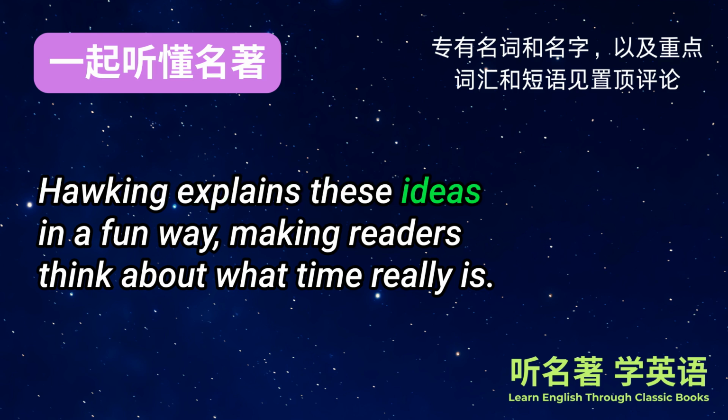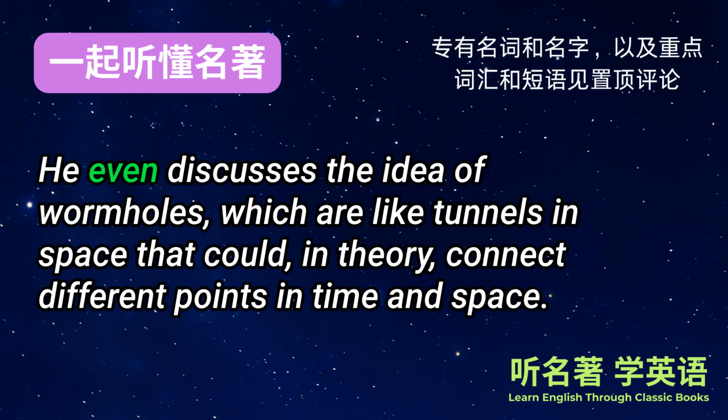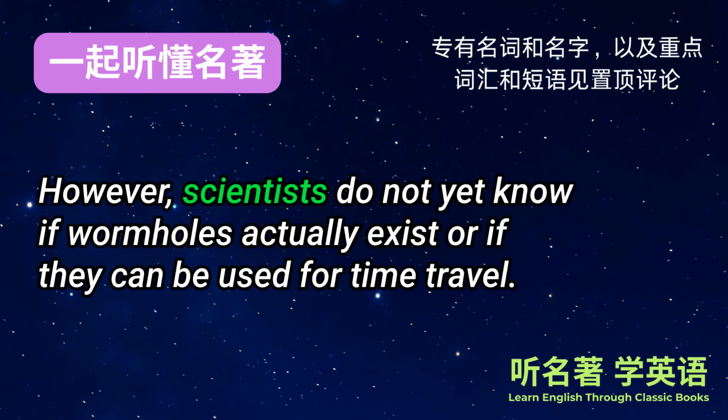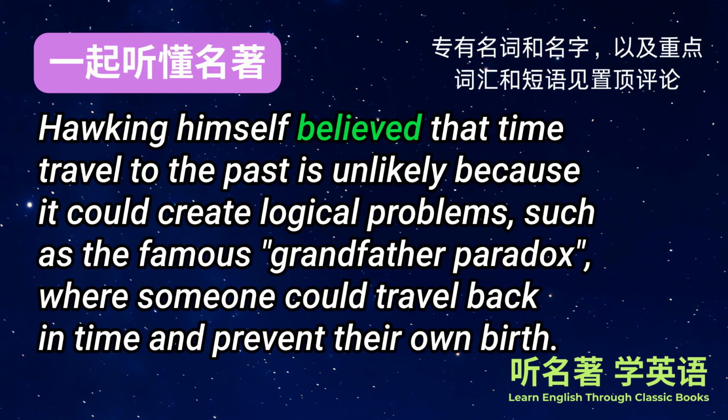Hawking explains these ideas in a fun way, making readers think about what time really is. He even discusses the idea of wormholes, which are like tunnels in space that could, in theory, connect different points in time and space. However, scientists do not yet know if wormholes actually exist or if they can be used for time travel. Hawking himself believed that time travel to the past is unlikely because it could create logical problems, such as the famous grandfather paradox, where someone could travel back in time and prevent their own birth.